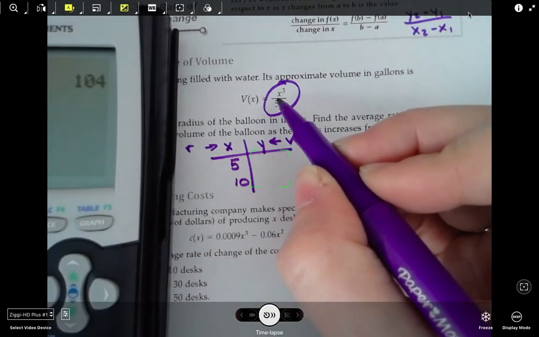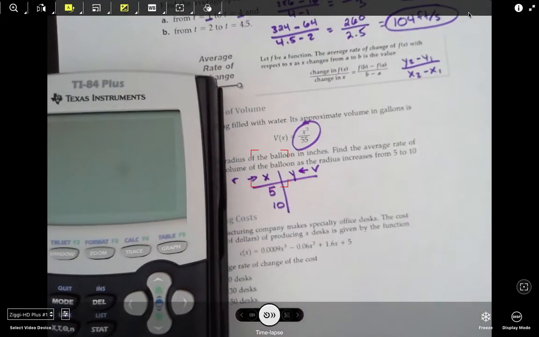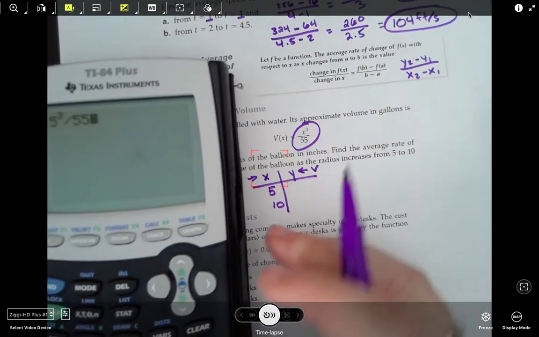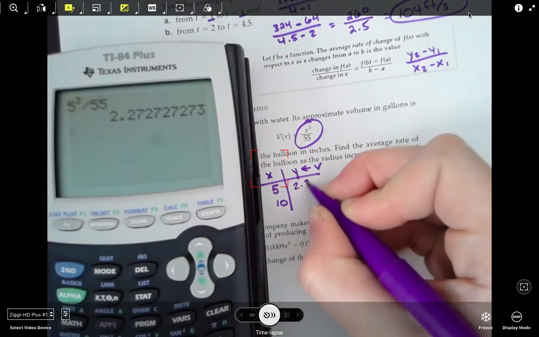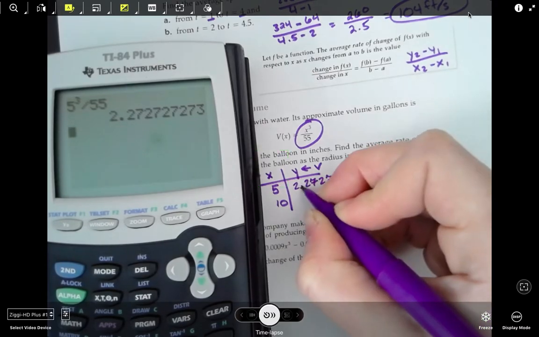5 to the third power is 125. Let me just plug that into my calculator. 5 to the third power divided by 55. I'm just plugging this into this equation and getting out the answer. So that is 2.27. I'm just going to do 2.2727. We'll round to 4 decimal places.